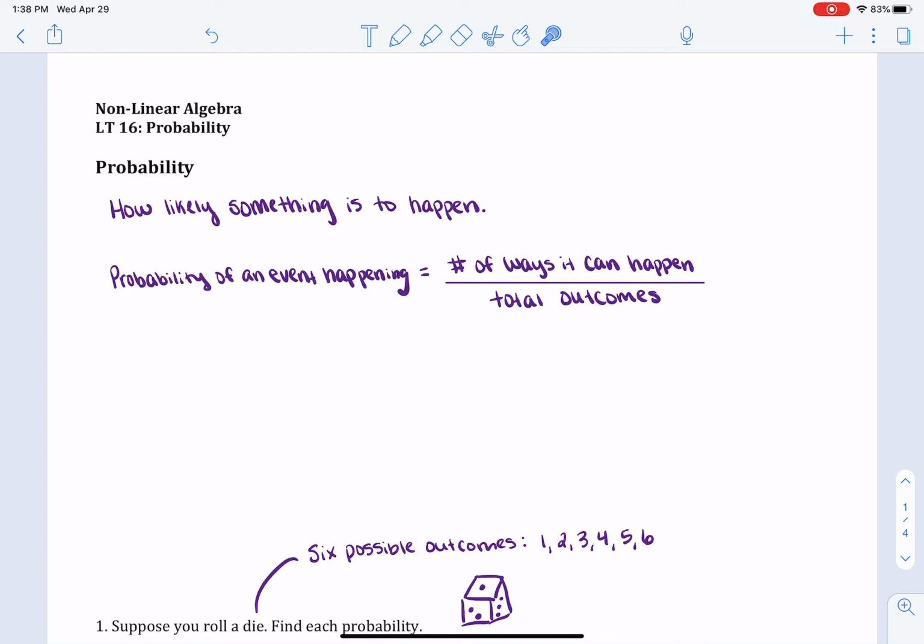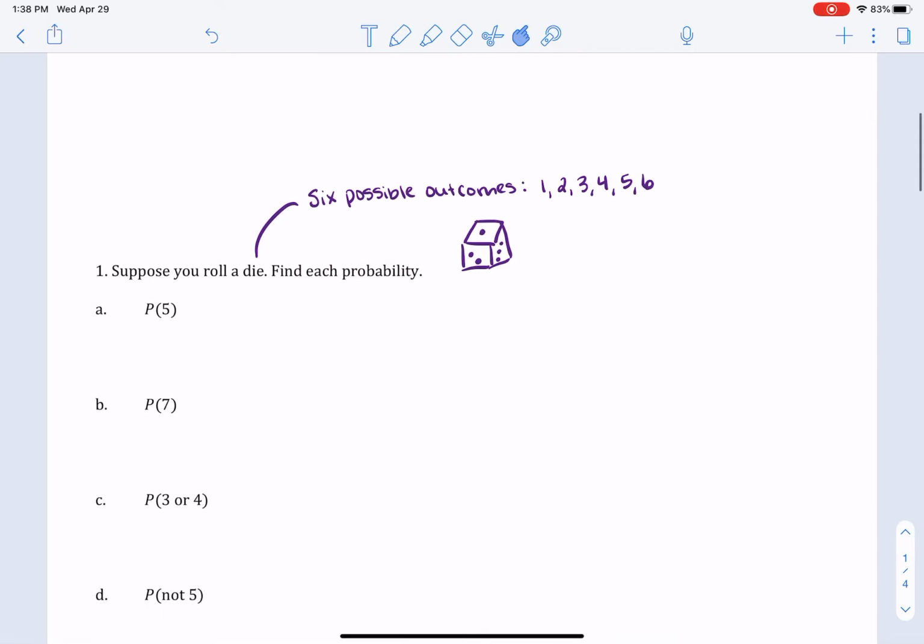Probability is how likely something is to happen. And the probability of an event happening is equal to the number of ways it can happen over the total outcomes. So let's look at an example.